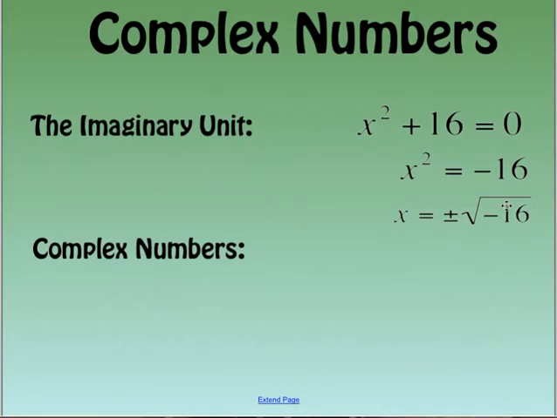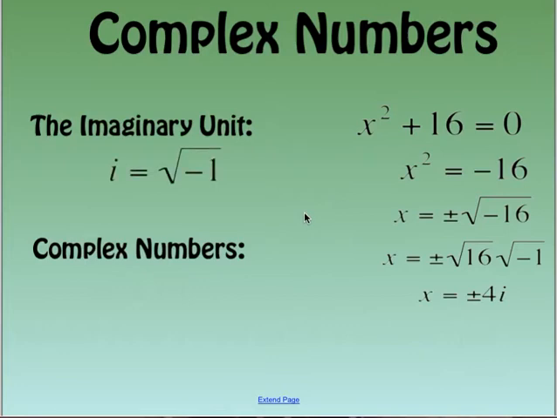But there have been mathematicians that decided to give this a name, and that's called the imaginary unit. So I could simplify this to be the square root of 16 times the square root of negative 1. Square root of 16 is 4, and then mathematicians decided to call the square root of negative 1 the letter i, standing for the imaginary unit. And so i represents the square root of negative 1. And so now what we're saying is that you can take the square root of a negative number, and it's just going to be an imaginary number.